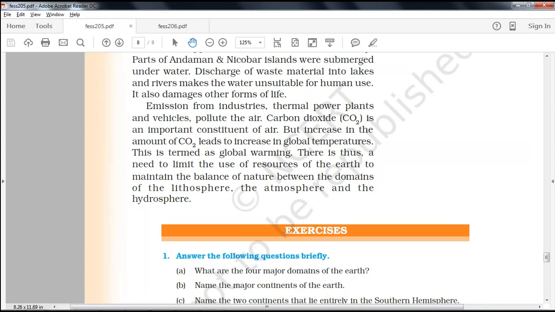So, it is imperative to protect this biosphere so that all animals and plants can live happily.